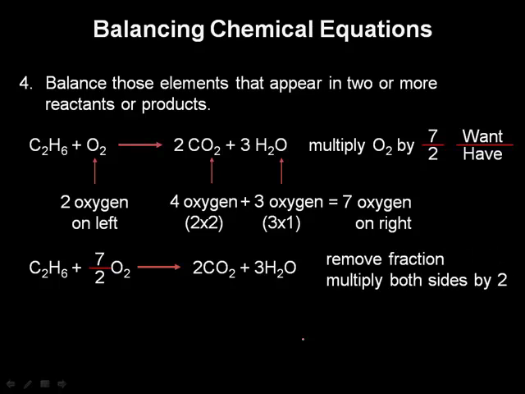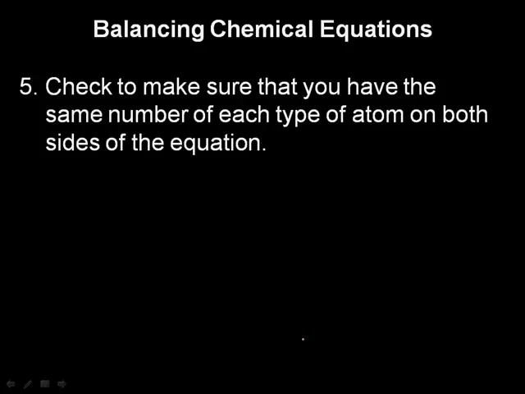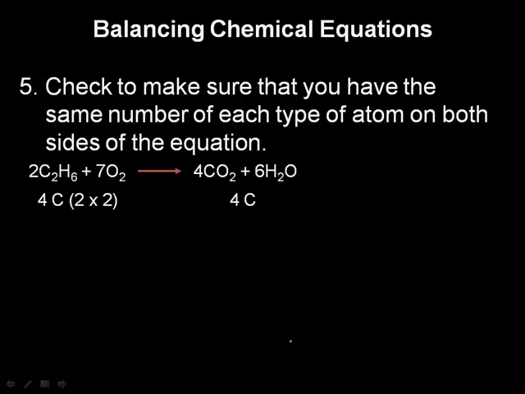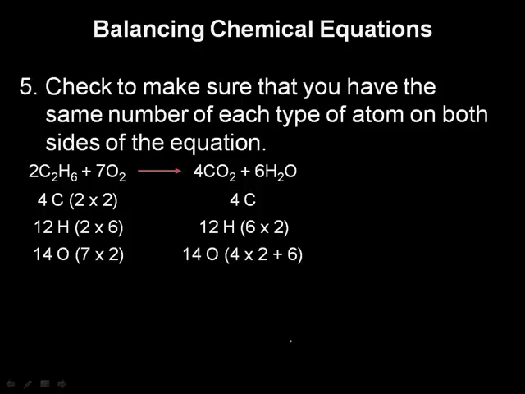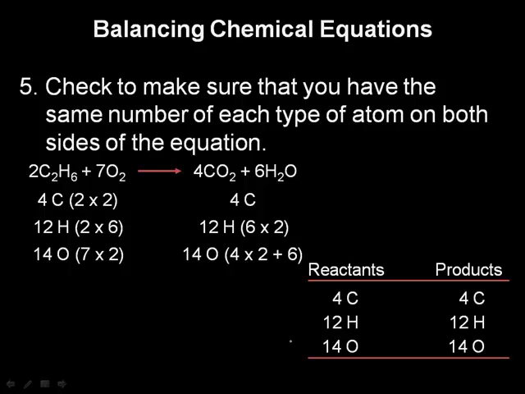So there we go. There's our equation with a fraction. Remove the fraction, multiply both sides by 2. 2 goes all the way through. That's our balanced chemical equation. Then check to make sure you have the same number of each type of atom on both sides of the equation. 4 C's, 12 H's, 14 O's, reactants, products. Do they match up? Equal, you now have a balanced chemical equation.